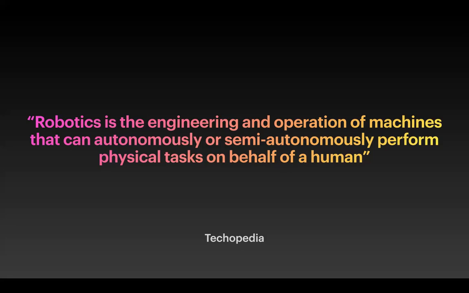So these machines, or these robots, are performing physical tasks on behalf of a human, right? So moving things from one place to another, or just welding, it can be flying, it can be diving underwater. All of these are physical tasks, right? So robots are machines which do physical tasks on behalf of humans.